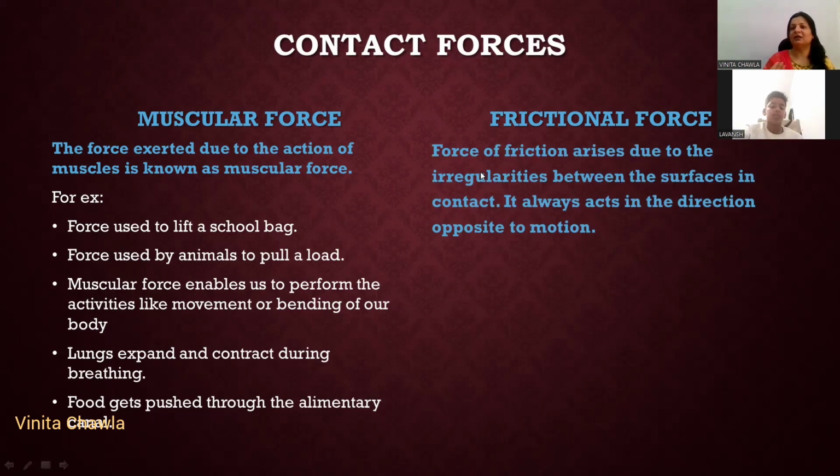It always acts in the direction opposite to motion. So if we are moving a table in a specific direction, then frictional force acts in the opposite direction to stop it. Why does it occur? It occurs because of the roughness and the irregularities between the surfaces. When we move the table, the legs of the table and the floor are not perfectly smooth. They look smooth, but they are not perfectly smooth.